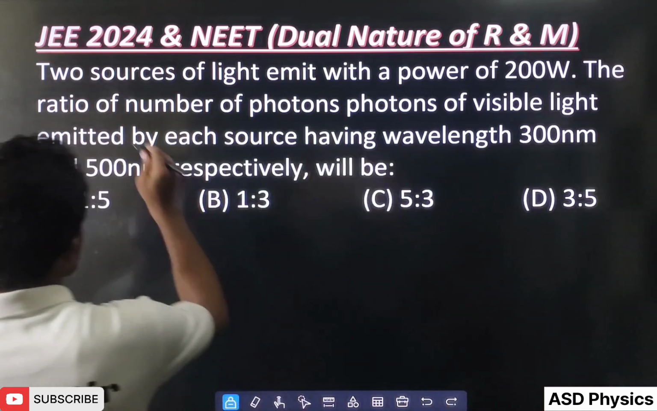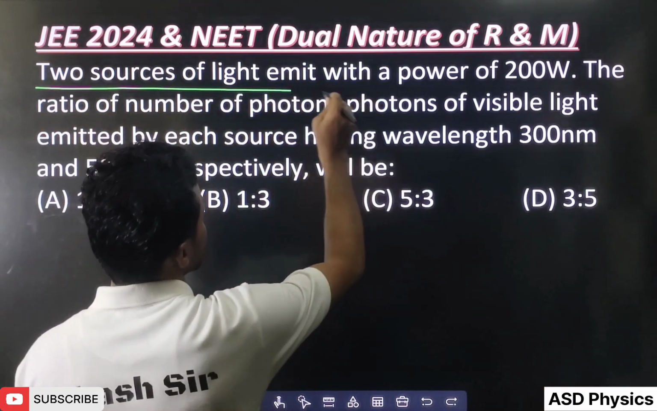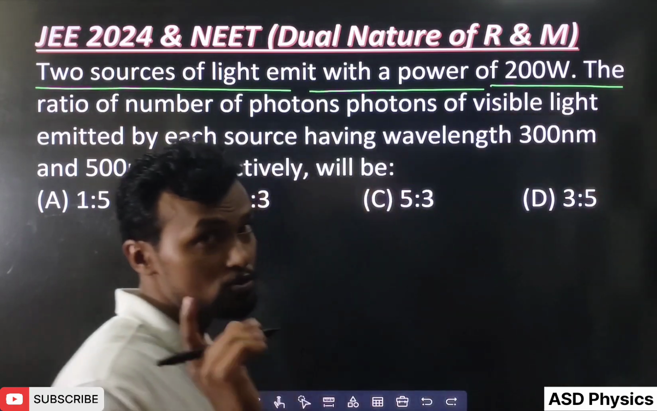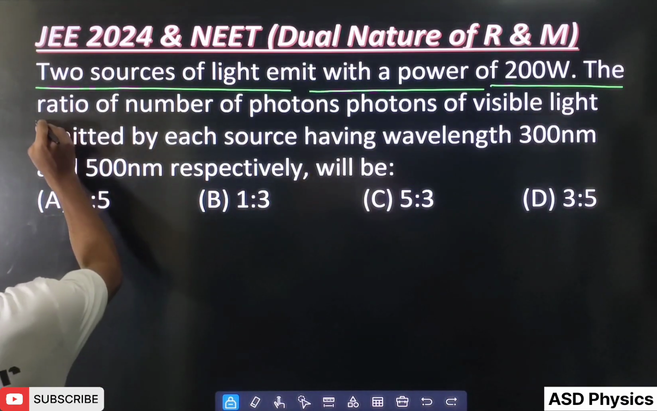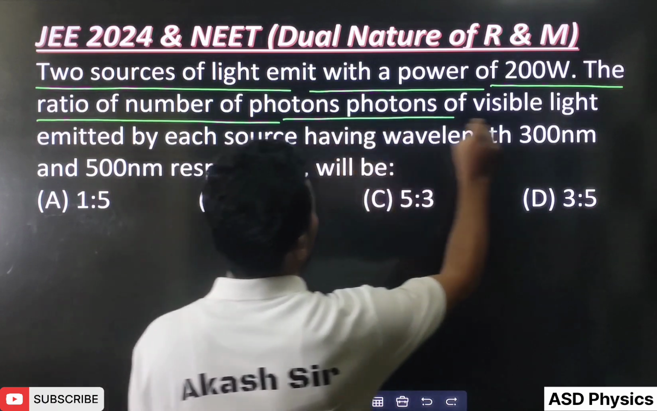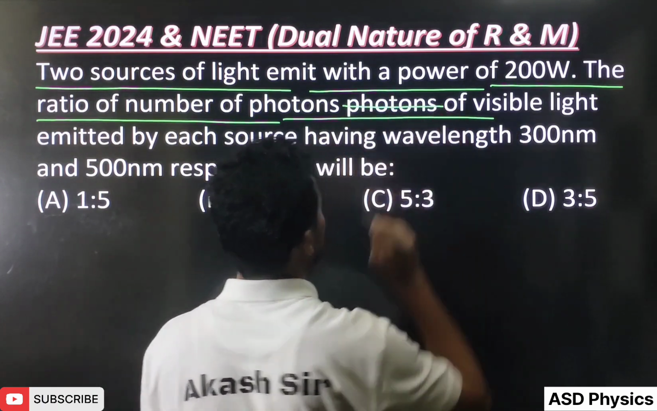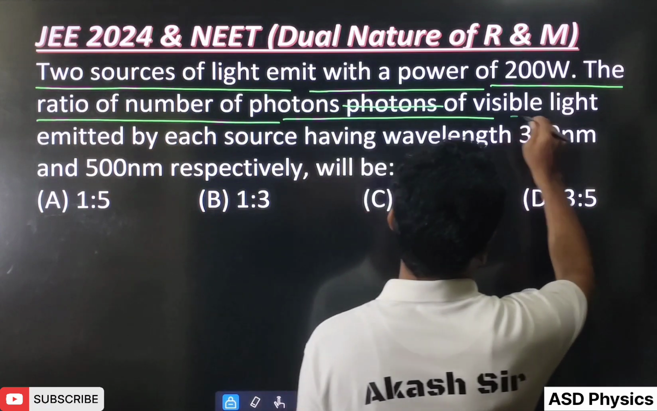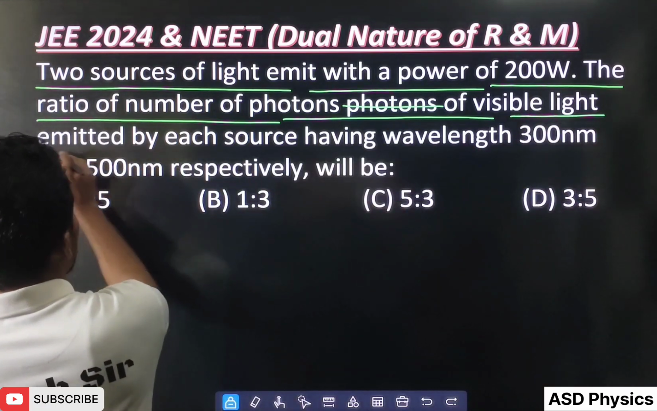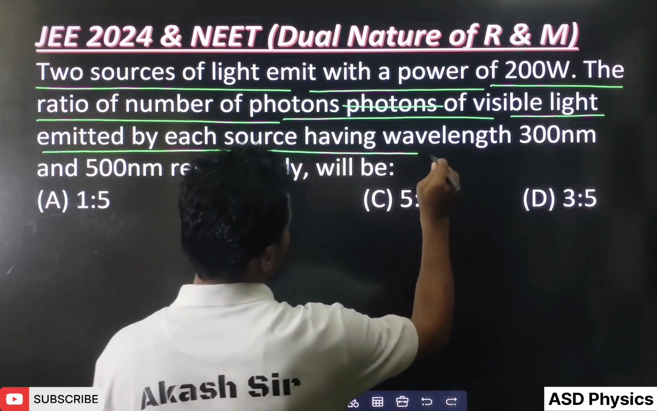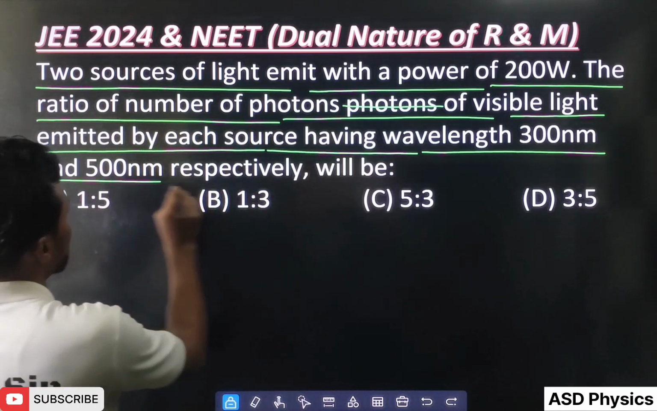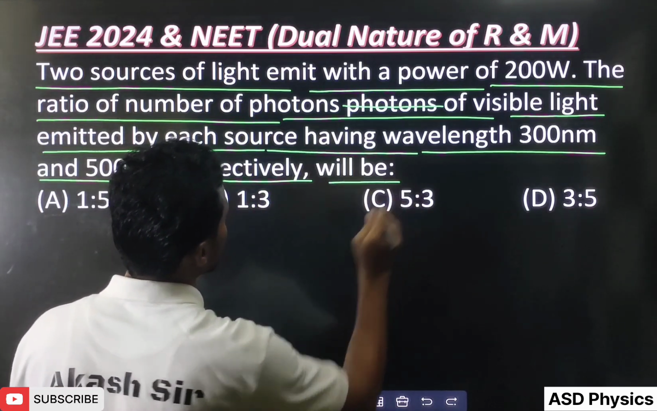So the question is, kindly see here. Two sources of light emit with a power of 200 watt. The ratio of the number of photons of visible light emitted by each source, having wavelength 300 nanometer and 500 nanometer respectively, will be how much here?